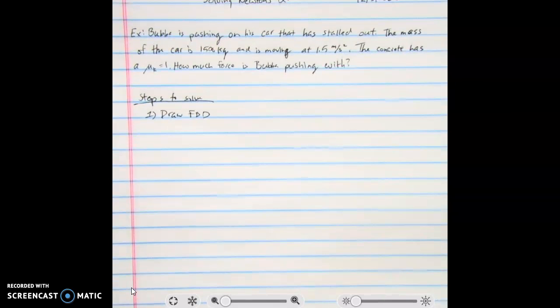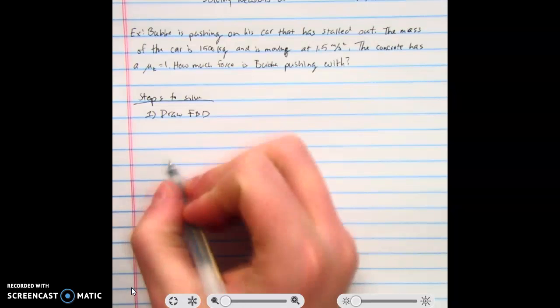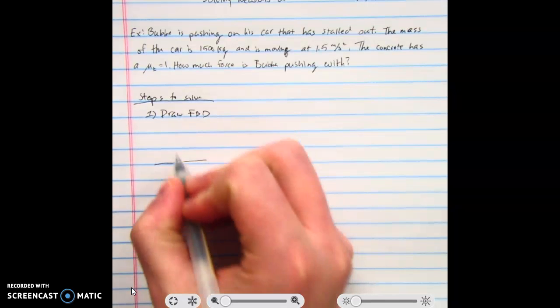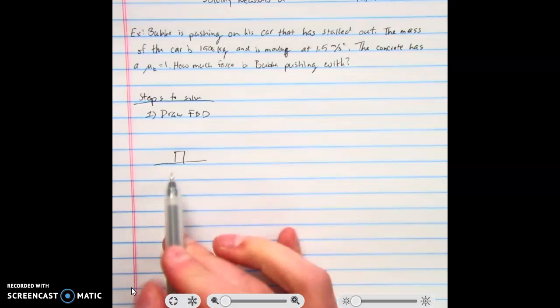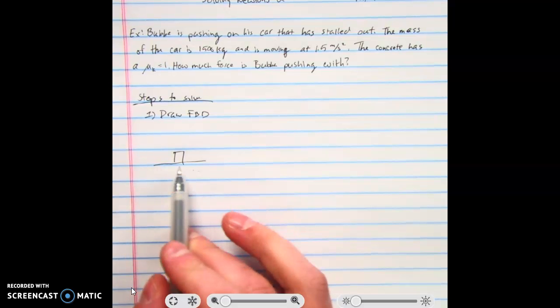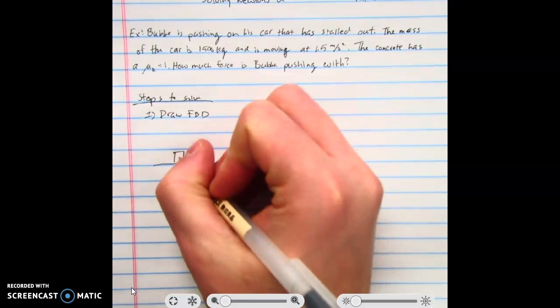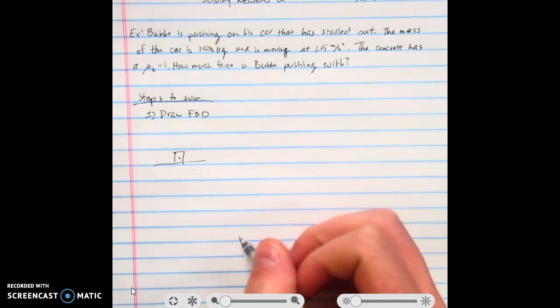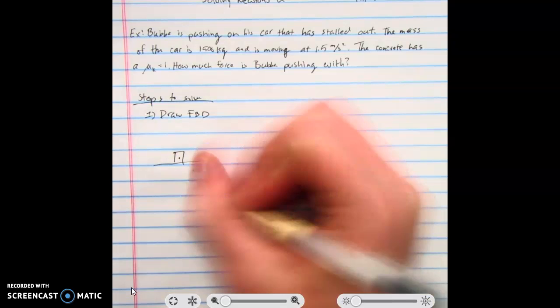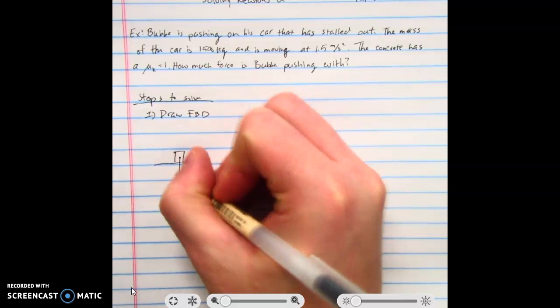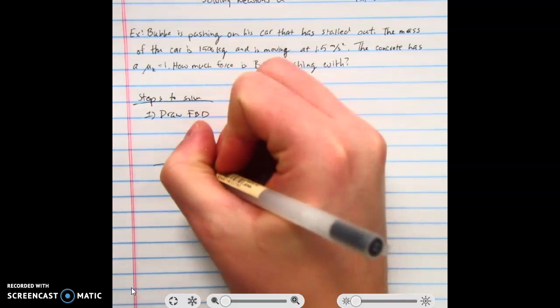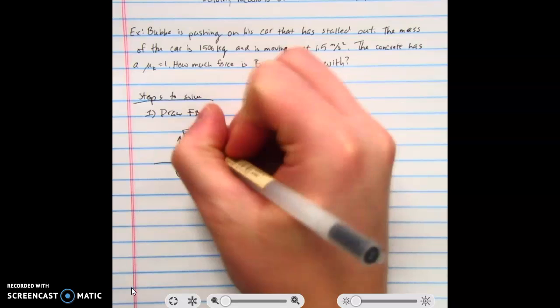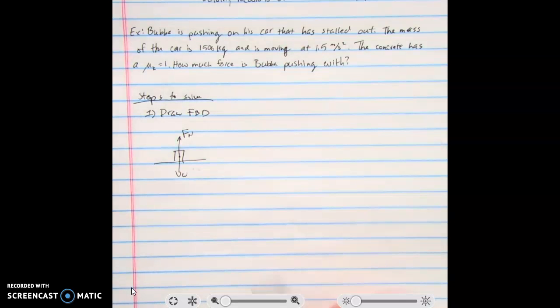Draw our FBD. So in this situation, we have Bubba pushing on a car. So I can kind of draw the car as a square because it's an easy surface. And then I always add these extra lines to kind of represent the surface it's on. So all the forces acting on the car are the following. We have weight pulling straight down. It's on a surface, so there's a force normal. Remember, force normal is perpendicular to your surface.